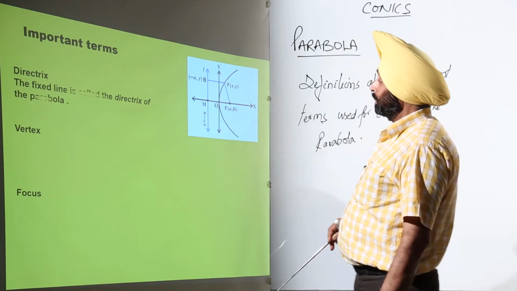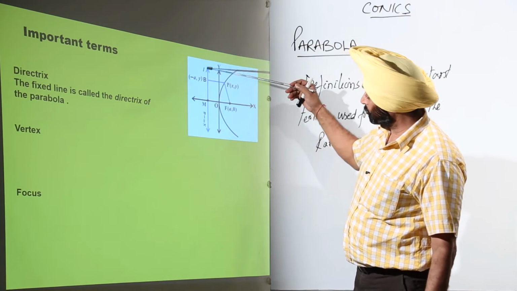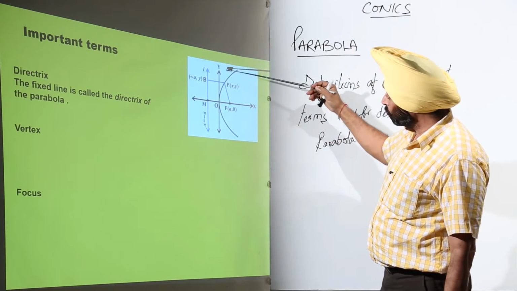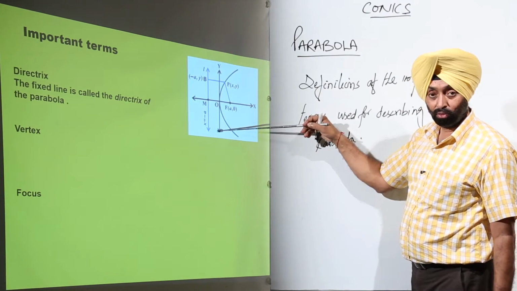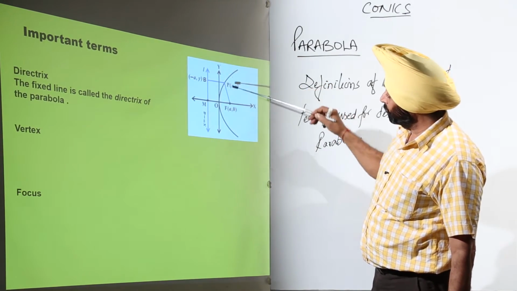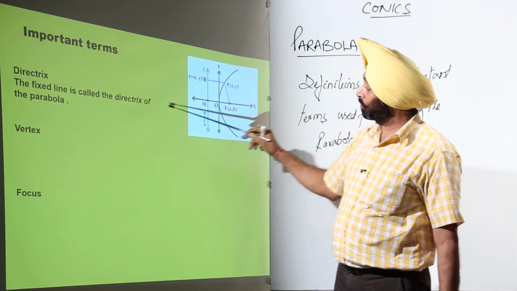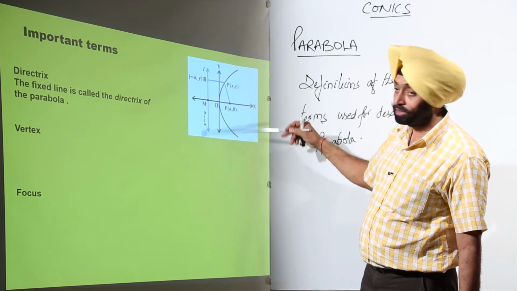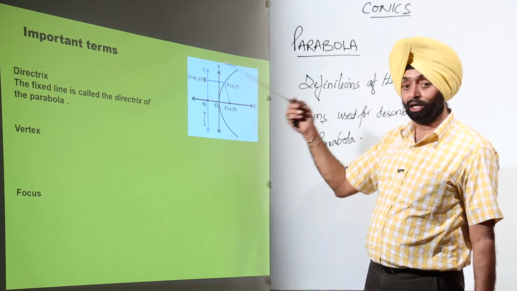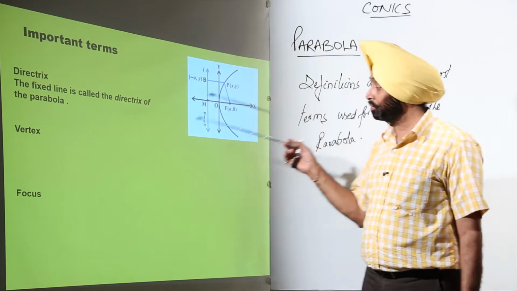Now the fixed line is called the directrix of the parabola. This is the fixed line. We are not going to draw this line first, okay. This is a figure, we can't draw this line first. First of all, we are having a focus and a directrix, and the fixed line is called the directrix of the parabola. Why is it the fixed line? I showed you the animation. I described it, and once again I am going to tell you.